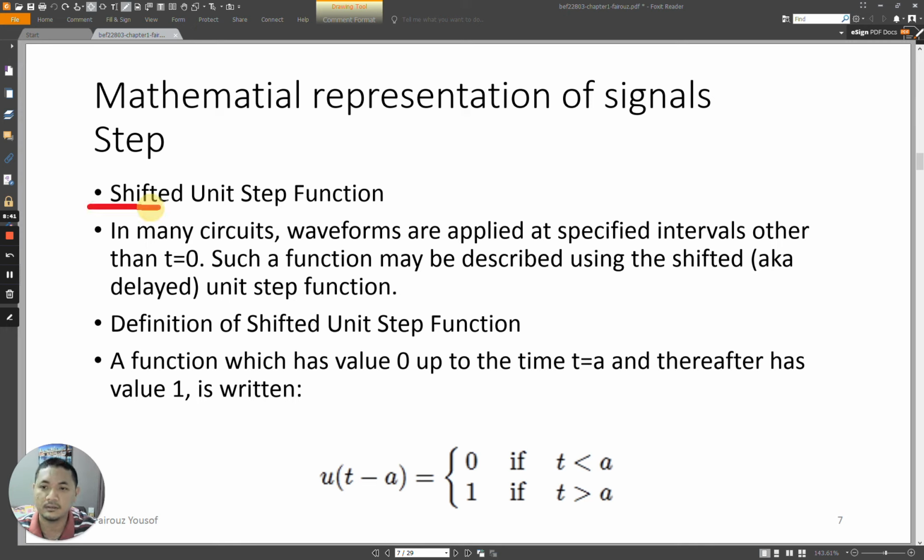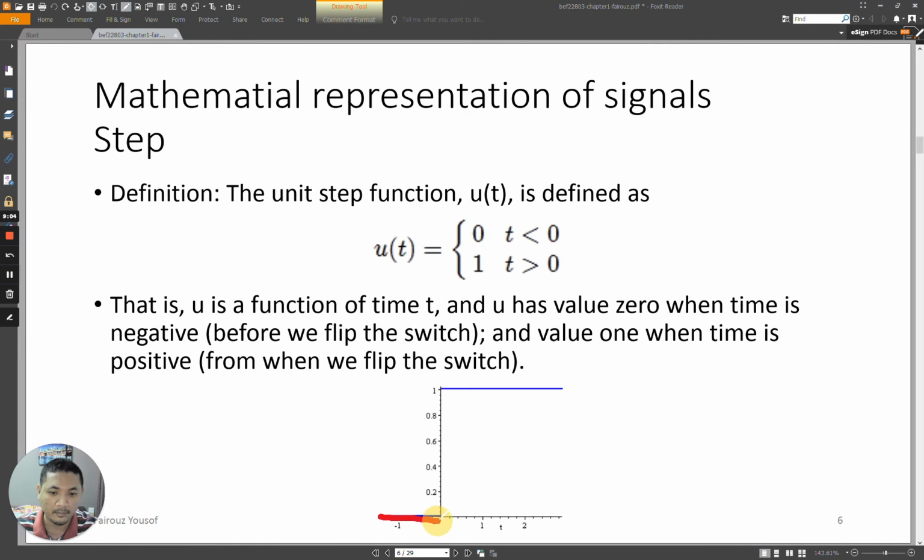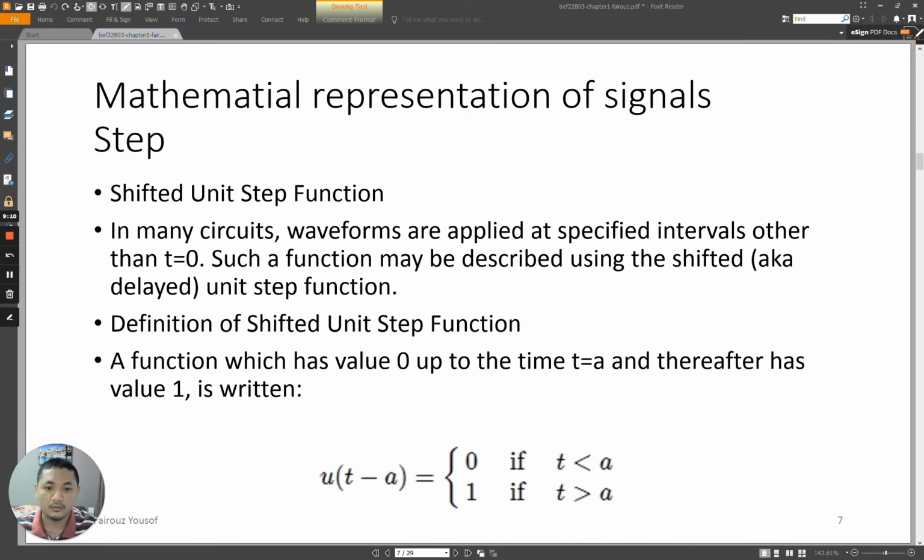Shifted unit step function. Right, shifted unit step function. In many circuits, waveforms are applied at specified intervals other than t equals 0. Such a function may be described using the shifted, aka delay. Okay, shift or delay. Right. So here, instead of the switch happening at t equals 0, the switch happens at t equals a.